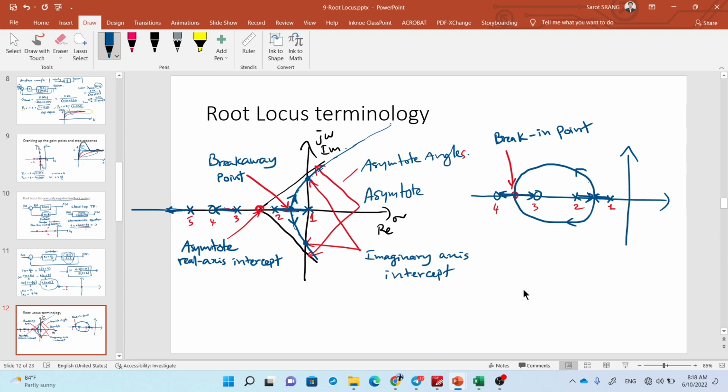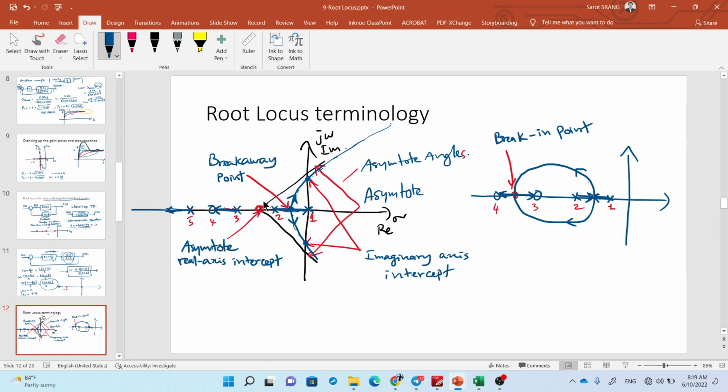For example, a real axis segment means the curve that is located on the real axis, and it must be located in particular places, not all over the place. Then you have breakaway points. The breakaway point is this one. When the roots become double and then try to break away to become complex numbers, this point is called the breakaway point.